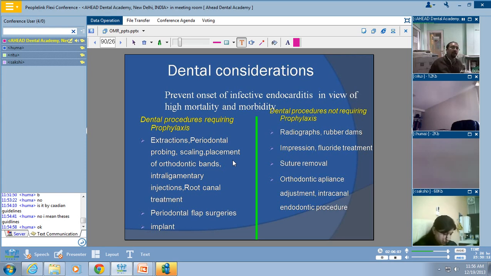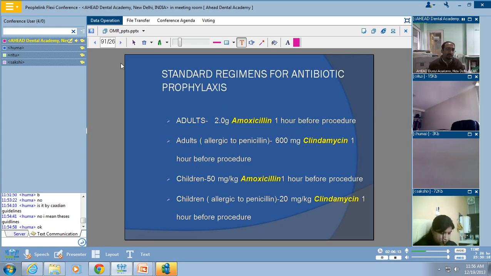So what are the antibiotics that are actually given? This is amoxicillin, 2 grams 1 hour before the procedure. In an adult who is allergic to penicillin, we can give 600 milligrams clindamycin or 500 milligrams erythromycin 1 hour before the procedure. In children, 50 milligrams per kg amoxicillin 1 hour before the procedure. In children who are allergic to penicillin, 20 milligrams per kg.